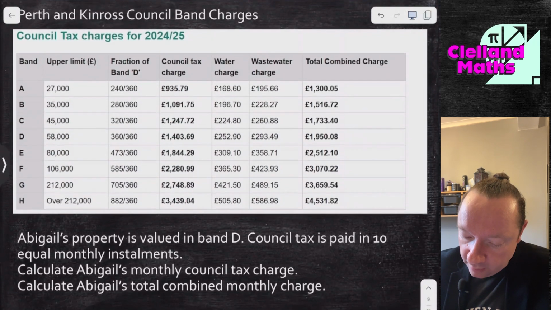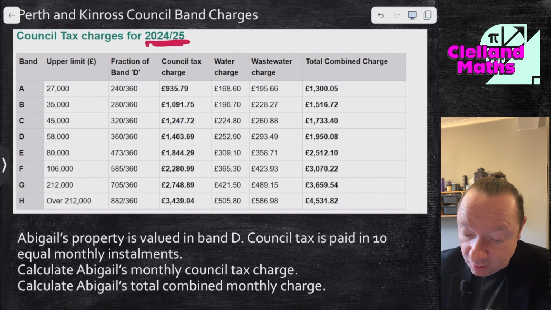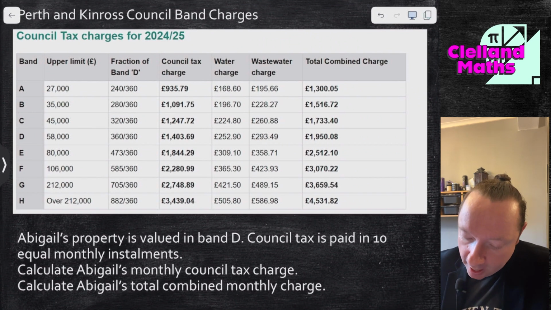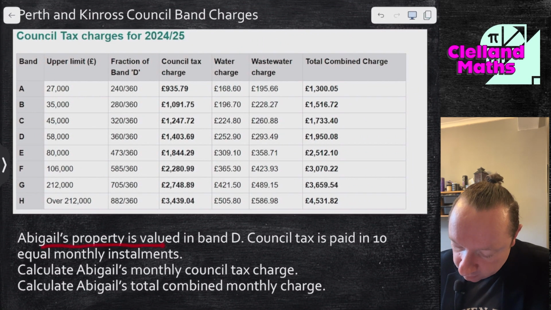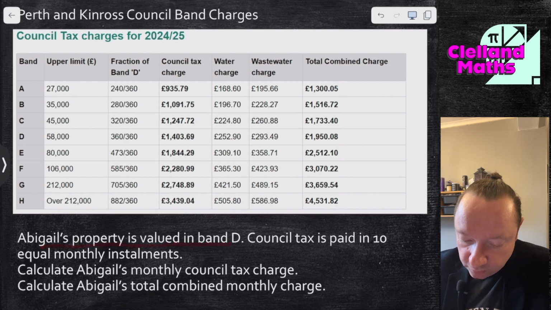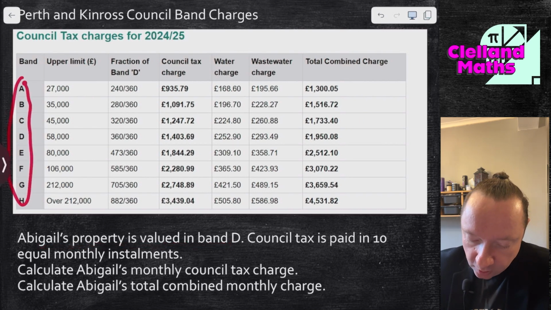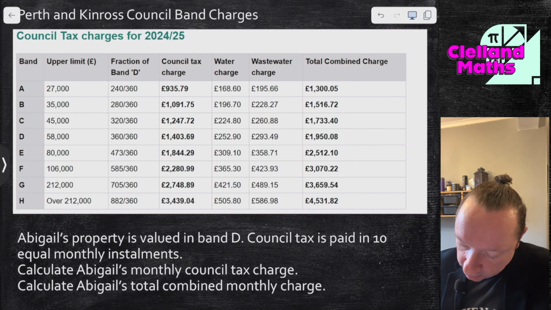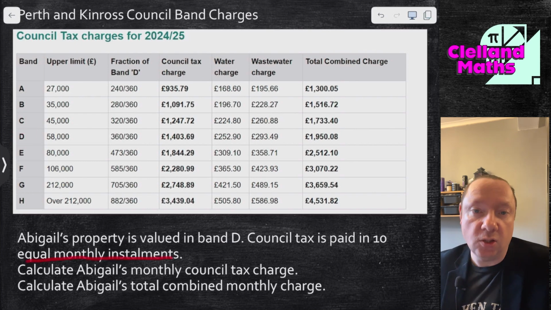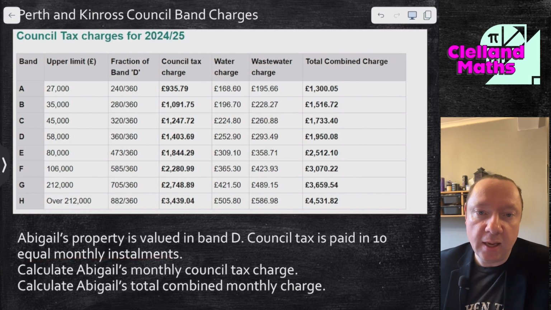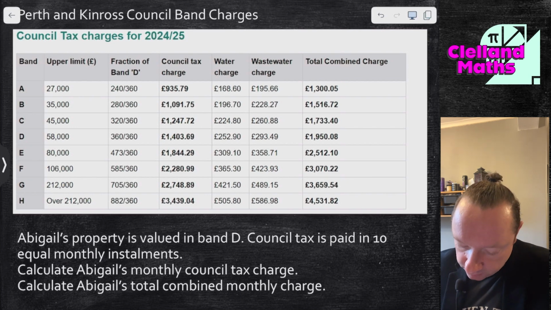We've got Perth and Kinross's council tax band charges for 2024 to 2025. So this is the current one, I just pulled this off the website. And it says Abigail's property is valued in band D. So first of all, we get all these different bands. We need to find out which one we're in. So it says band D for Abigail. And council tax is paid in 10 equal monthly instalments. That's quite common. You actually pay for 12, but the council usually take it over 10 months. Calculate Abigail's monthly council tax charge. Calculate Abigail's combined monthly charge.